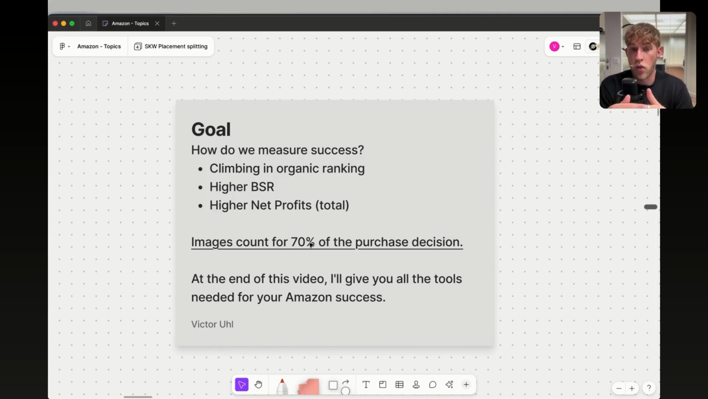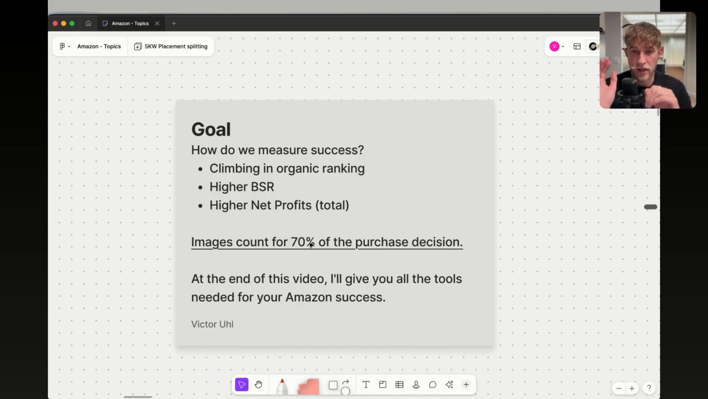And I have to warn you once again, because when you implement this strategy and you don't see any increase in net profit, you have to go back to your listing and improve your conversion rate. Since the conversion rate is mostly influenced by your listing images, they are influencing the purchase decision by up to 70%. So if your listing images are bad, then it's time to redo them.